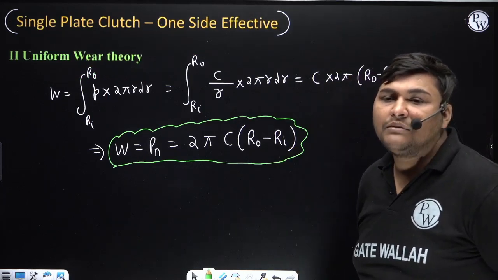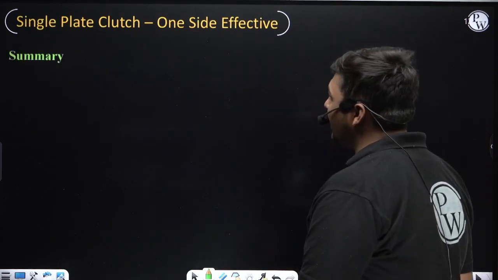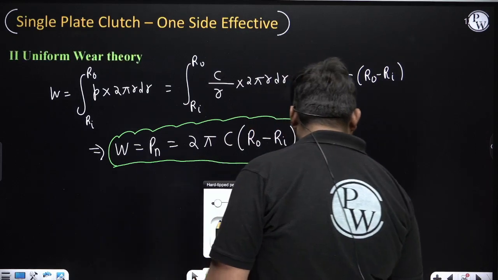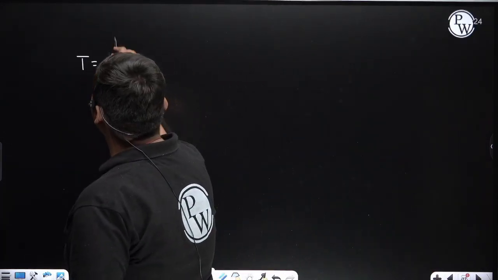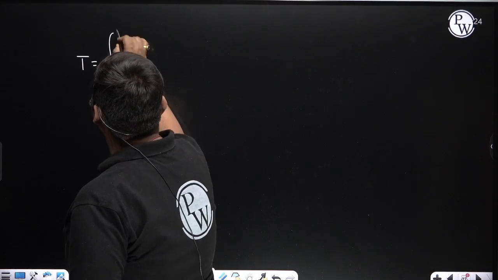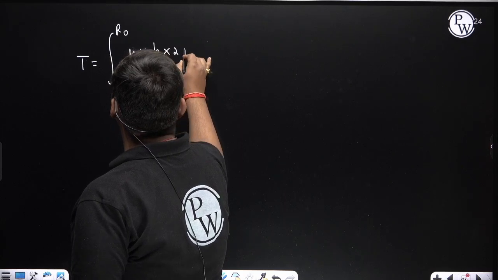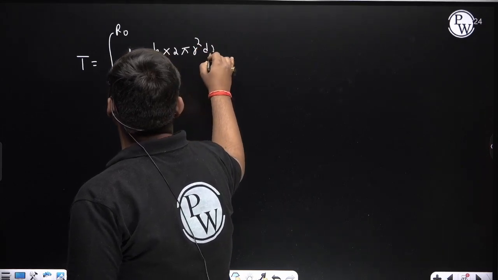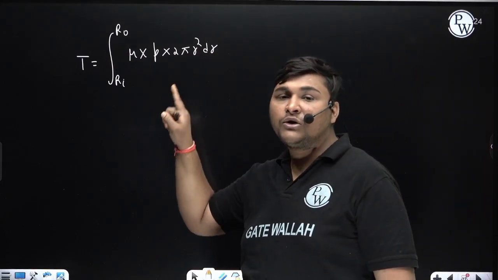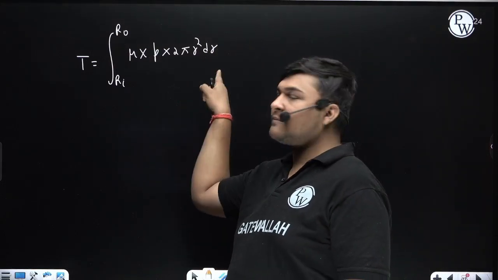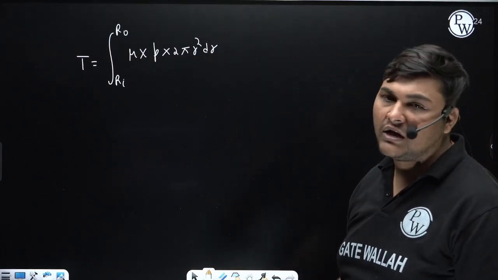Now we have to derive the expression of total torque transmitted by the clutch. What is the formula to calculate total torque transmitted? It is the integration from Ri to R naught of mu into P into 2 pi R square dr. How to remember this? Pressure force in a strip is P into 2 pi R dr, friction force is multiplied by mu, and friction torque is again multiplied by R. So this formula will come. Integrate it over the entire friction lining, and we get the total torque transmitted.